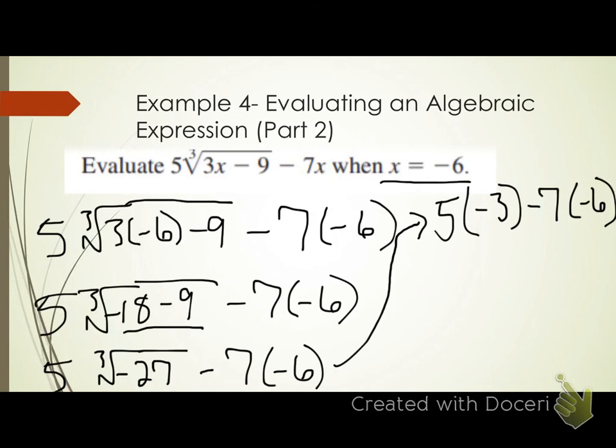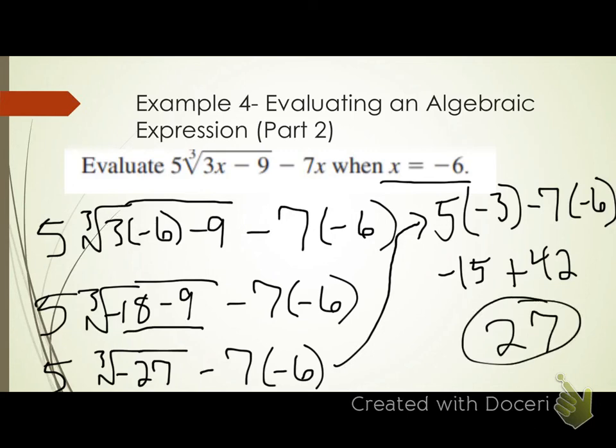Now I just do my multiplication and division from left to right. 5 times -3 gives me -15. -7 times -6 gives me 42. And now I just have the addition. -15 plus 42 gives me +27. So like I said, hopefully you guys are okay with cube roots and evaluating expressions. We're just kind of combining both of them today.